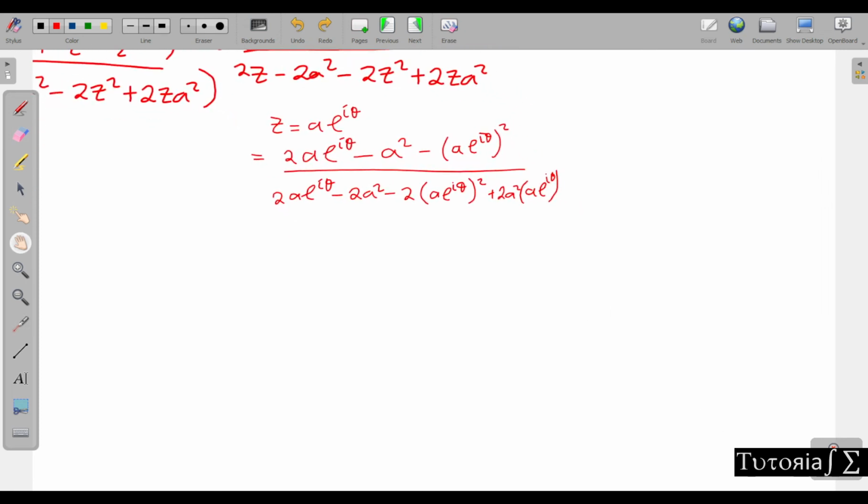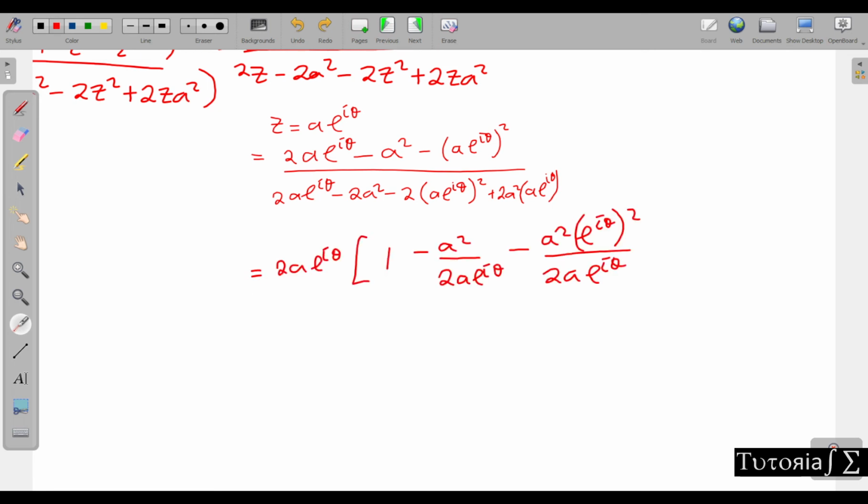here, what we need to do is factor out 2a e to the I theta. Now, why factor out 2a e to the I theta? Let me just factor out, then I'll explain. So after factoring out 2a e to the I theta, on top, in the numerator, we're going to name it 1. Then here we just say a squared over 2a e to the I theta. Same applies here. This can be distributed as a squared and this squared, which is this, then divide by what we are factoring out.